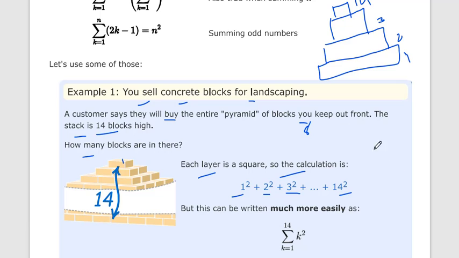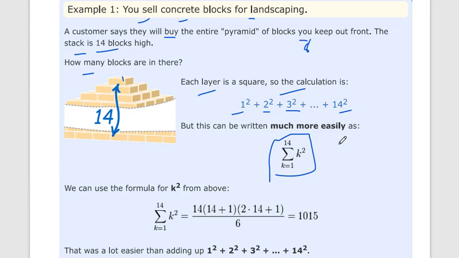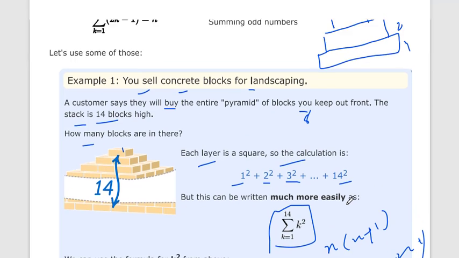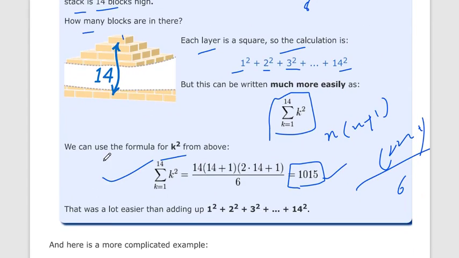So we have to add up all the blocks. We can easily write the partial sum, k is equal to 1 to 14 of k square, and we can use our previous formula for the addition of all the square numbers. The formula is n times n plus 1 times 2n plus 1, divided by 6. We only have to put n equal to 14. From the calculation we get the answer: there are 1015 concrete blocks. This is an easy example.